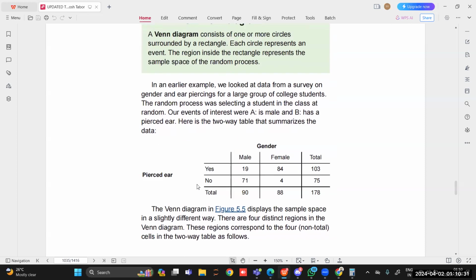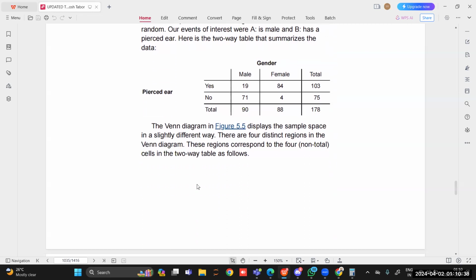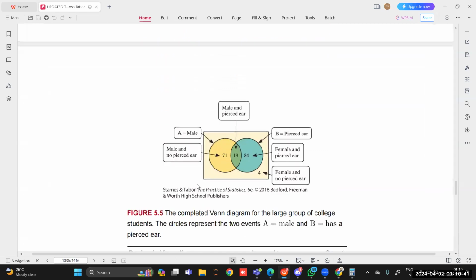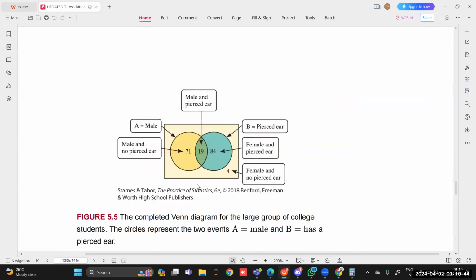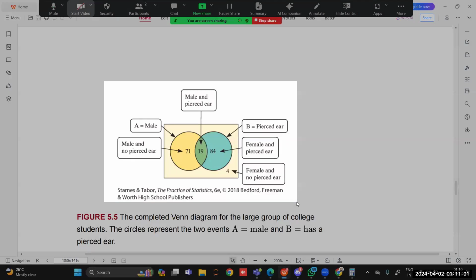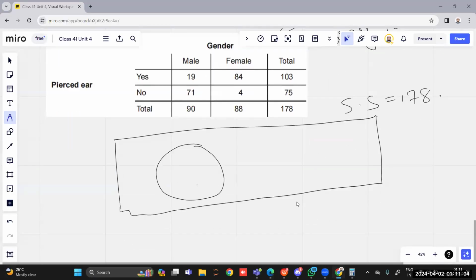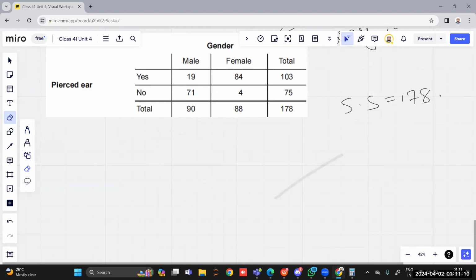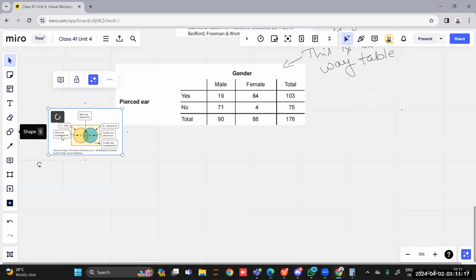So the Venn diagram displays a sample space in a slightly different way. There are four distinct regions in the Venn diagram. These regions correspond to the four non-total cells in the two-way table as follows. See how we have given it. We can draw different things in different types also, not a problem. It's upon us what to give, which figure to give which name.